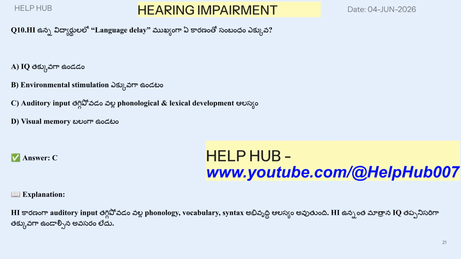Question 10. In students with hearing impairment, what primary factor is most correlated with language delay? The correct answer is C, delay in phonological and lexical development due to reduced auditory input. Hearing impairment affects the processing of sounds, leading to delays in language components, independent of IQ.